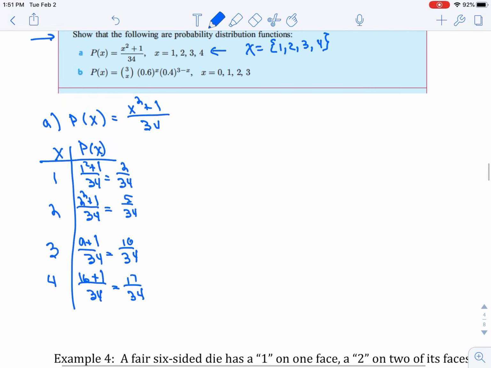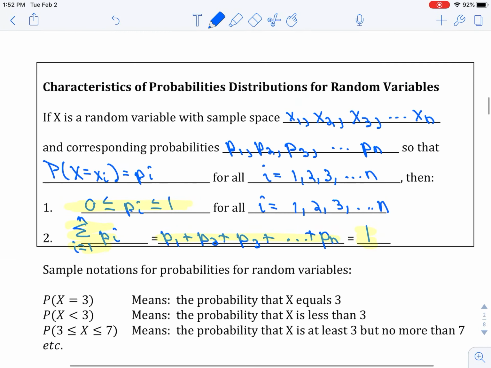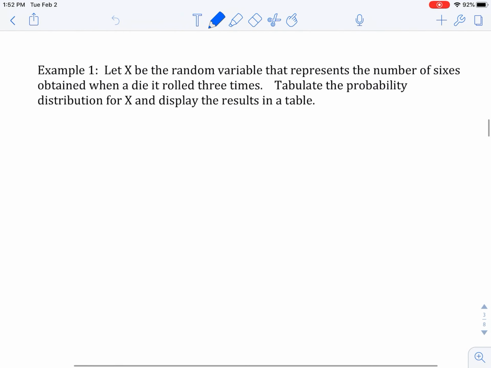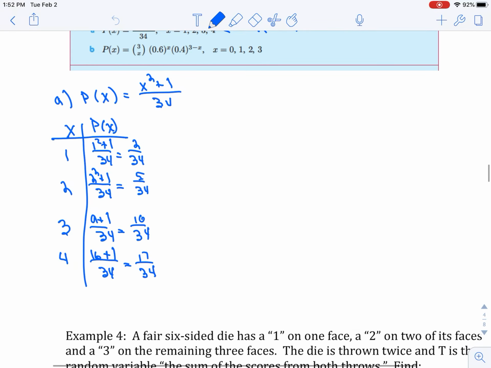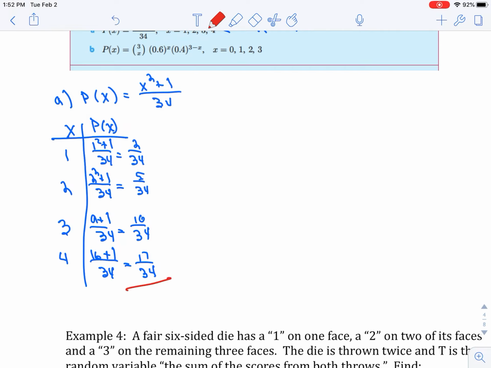Okay, so now remember that for something to be a probability distribution, there are two things that we have to check for. One is all the probabilities have to be between 0 and 1 inclusive, and the probabilities have to add up to 1, the probabilities of everything in the sample space. So coming back to this, since I left the denominator the same, we can see that they do add up to 2 plus 5 plus 10 plus 17, so 34 34ths, which is equal to 1. And we can see that all those probabilities are between 0 and 1.